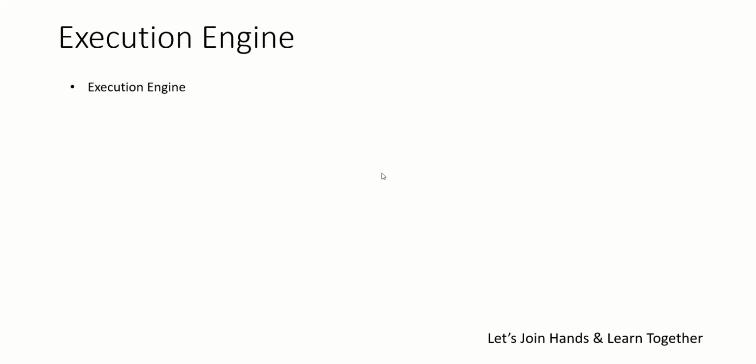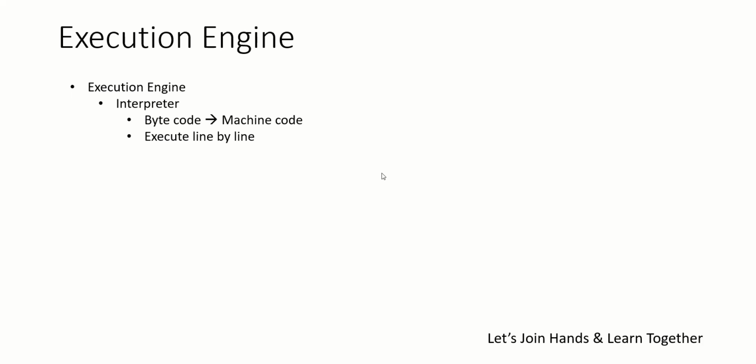What it will do is read the first line, convert the byte code into machine code for the first line, and then execute it. That is basically what the interpreter will do. Okay, interpreter, this is what it does.